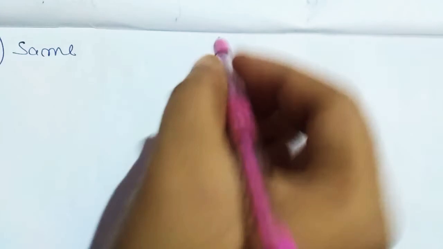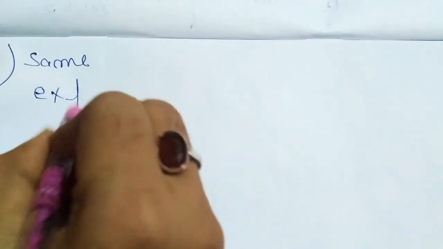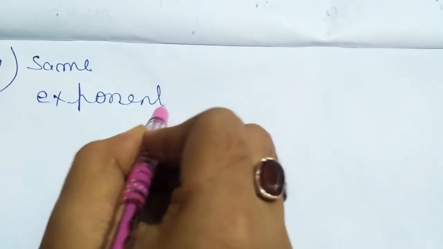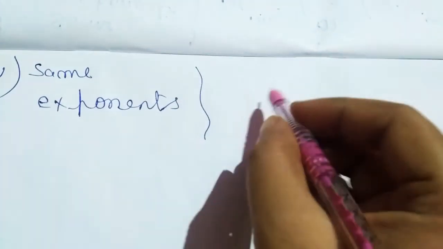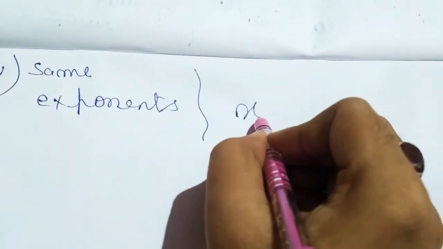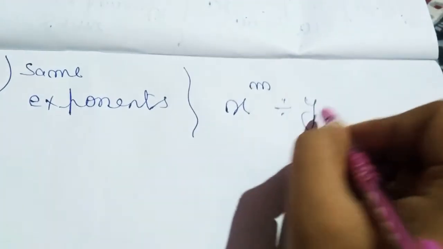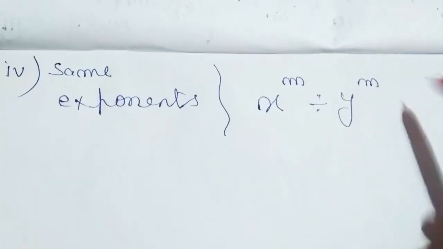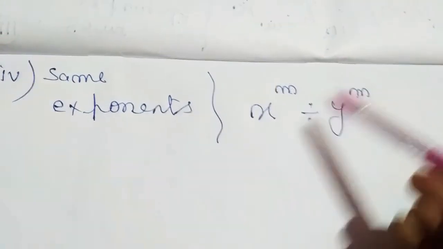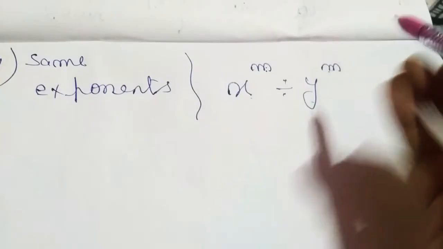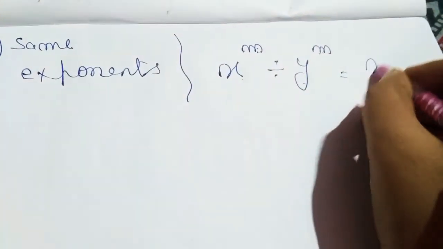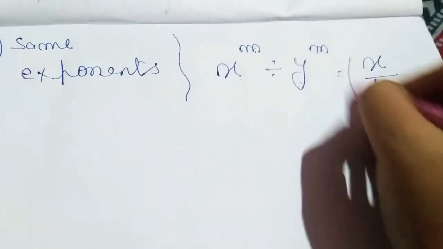Next law is same exponents. Same exponents, that means x to the power m divide y to the power m. You can see here exponents are same but bases are different. So what is the rule you have to do? Just divide the bases only and take a common exponent.